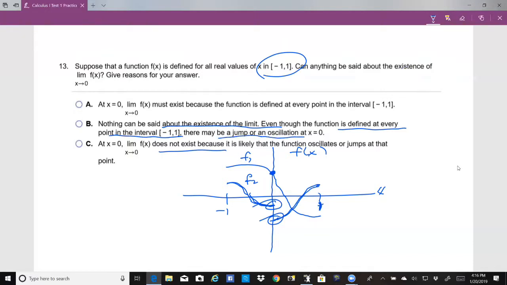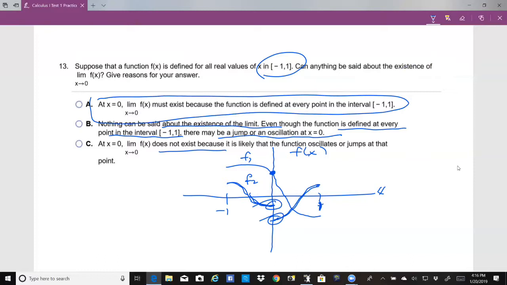There may be a jump or an oscillation at x equals 0. One of the other answers is that at x equals 0, f of x must have a limit because it's defined at every point in the interval. But well, we just saw this second case here for f2 that it's defined everywhere, but it has a jump and the limit doesn't exist. So the answer is B here.